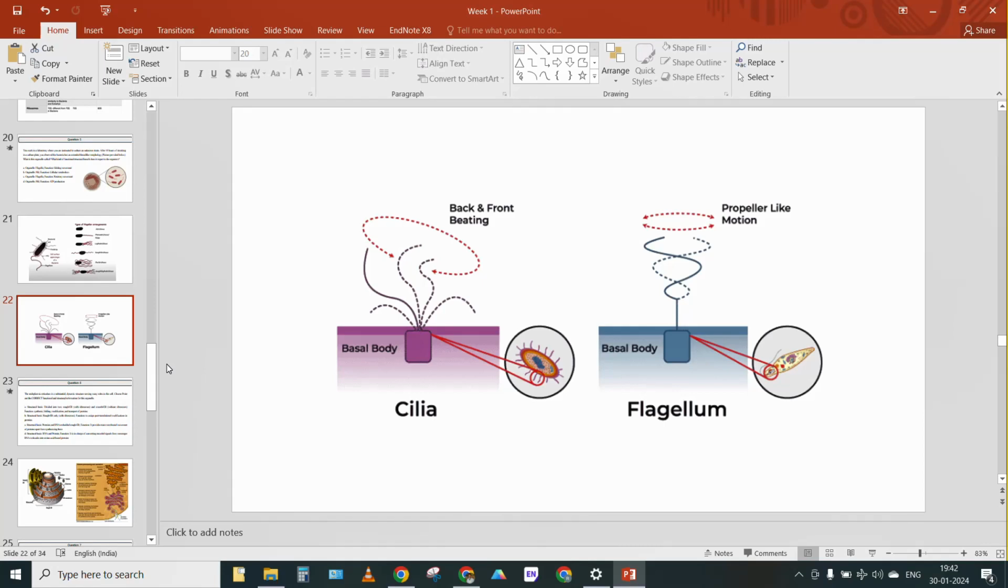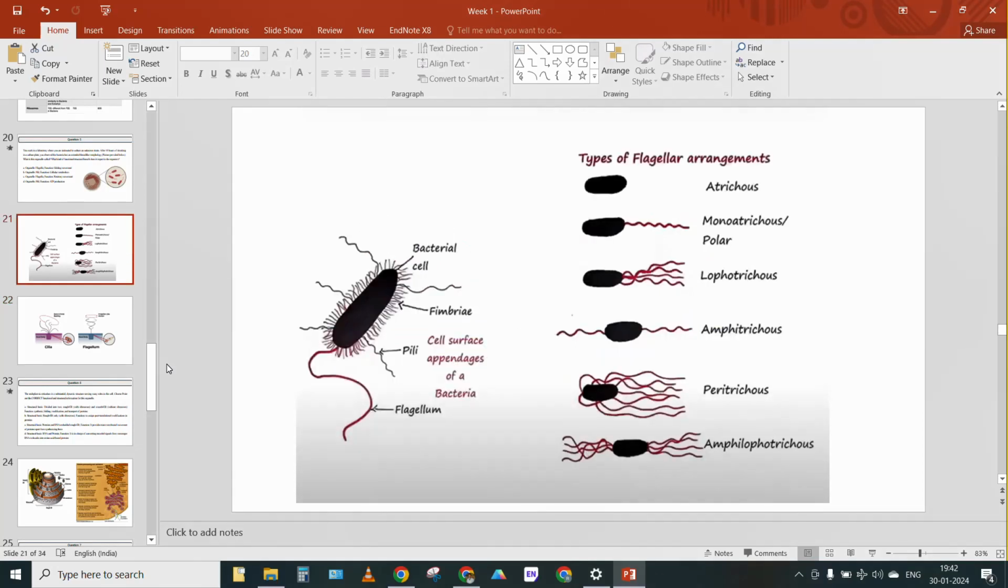So the bacteria can exhibit different types of flagellar arrangements such as polar flagellation, peritrichous, which I've told in the last slide. This remarkable adaptation is crucial for various bacterial activities including locating nutrients, avoiding harmful substances, and facilitating the colonization of host tissues in pathogenic species.